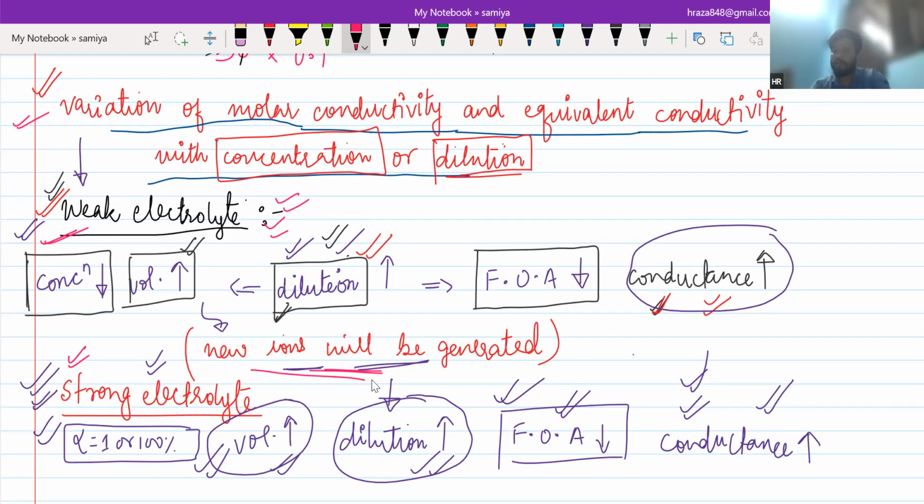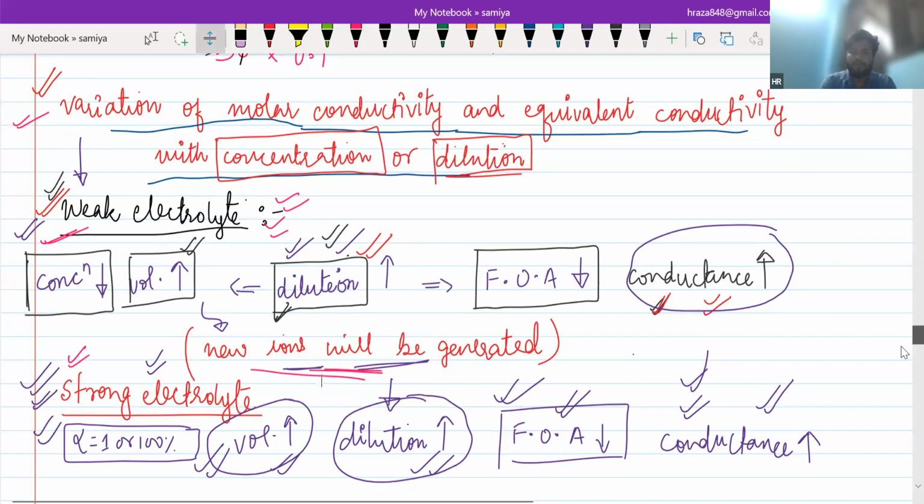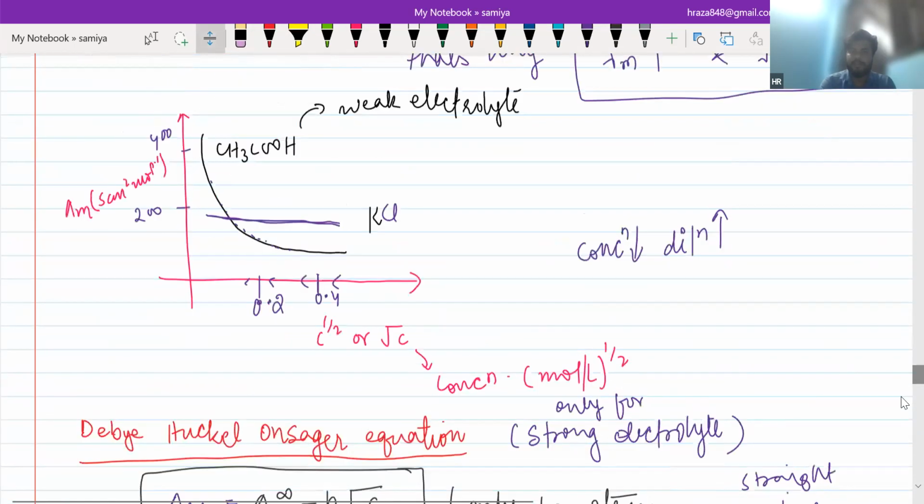Because in a strong electrolyte, if you are going to dilute with a small quantity of water, all the electrolytes will be converted into ions. And if you are going to dilute it more, only the distance between the particles will increase and the force of attraction decreases and conductance increases. But in case of weak electrolytes, new ions will be generated and conductance will be very high. So the variation, if you are going to see, will be like this. This is a weak electrolyte, this is a strong electrolyte, and the variation you can see is very high in case of weak electrolyte as compared to a strong electrolyte.